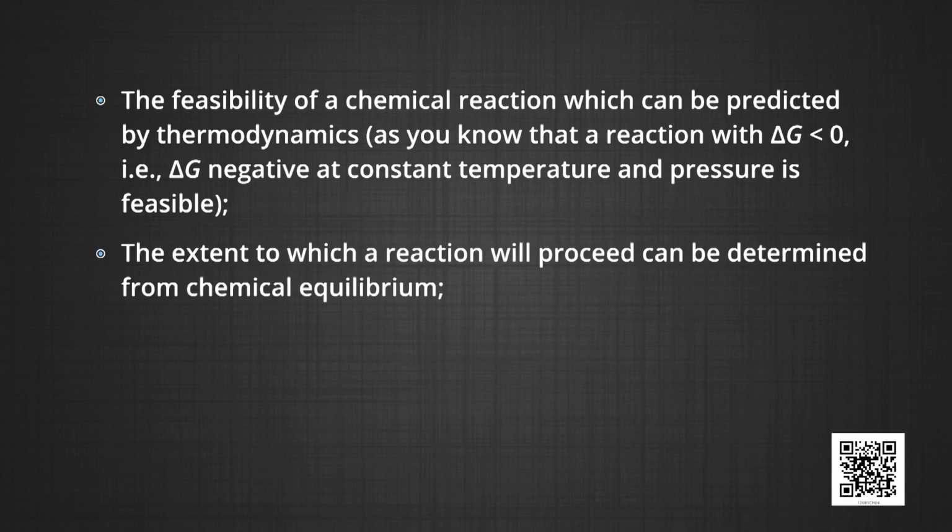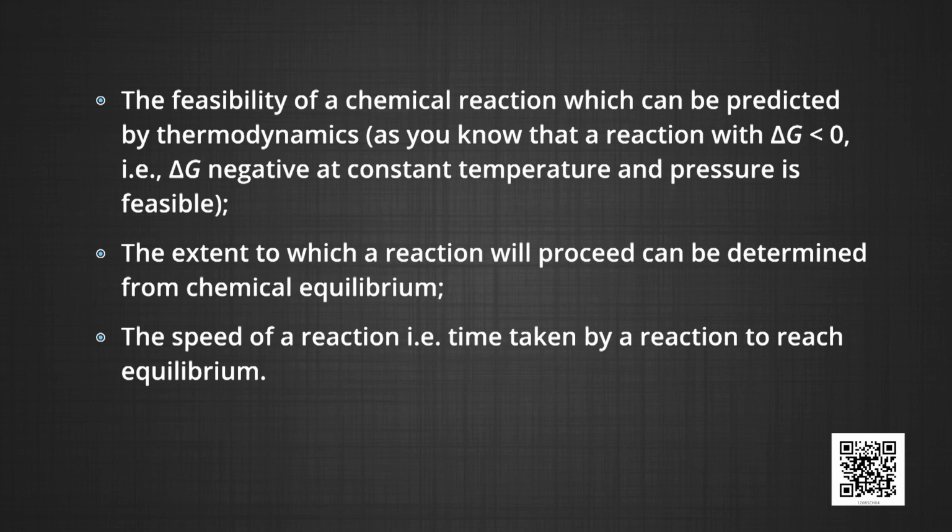The extent to which a reaction will proceed can be determined from the chemical equilibrium. The speed of a reaction is the time taken by a reaction to reach equilibrium. Along with the feasibility and the extent, it is equally important to know the rate and the factors controlling the rate of a chemical reaction for its complete understanding.